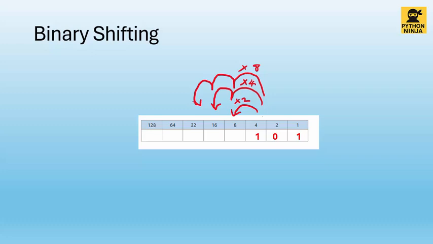So let's test this. If we shift left, multiply, and fill in the gaps with 0, so 32 plus 8 is 40. Our original number was 5. 5 times 8 does indeed equal 40.